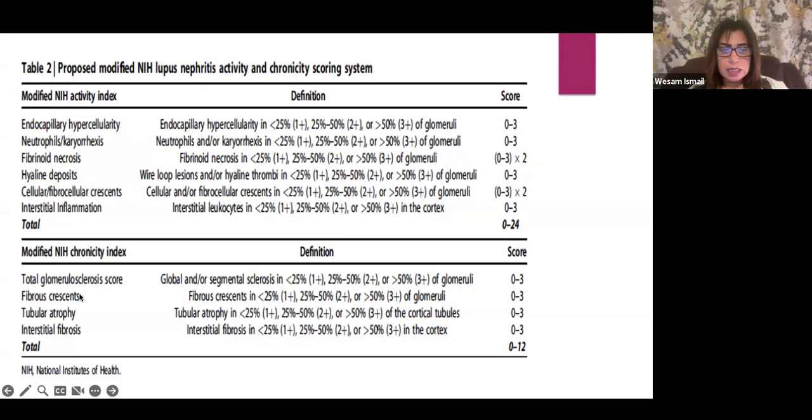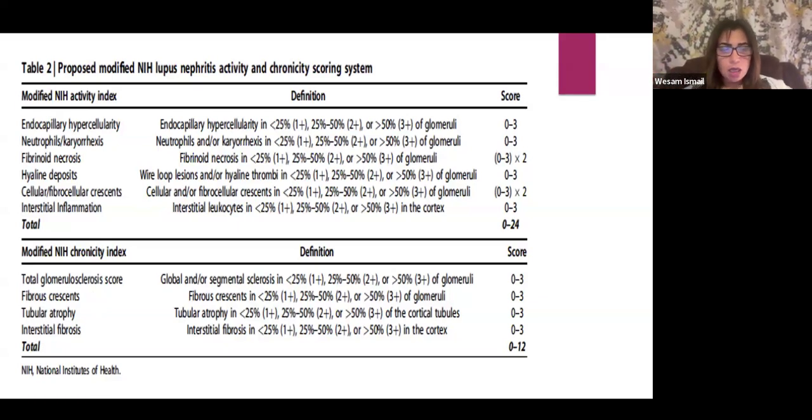Also, the chronicity indices have changed. As I mentioned, the definition of crescents itself has changed. It does not involve 25% of the Bowman's capsule right now. The definition has been modified to only include 10%. So if I have extracapillary proliferation which involves only 10% of the Bowman's capsule, then this is a crescent. Again, in the chronicity indices, there is a total glomerulosclerosis score.